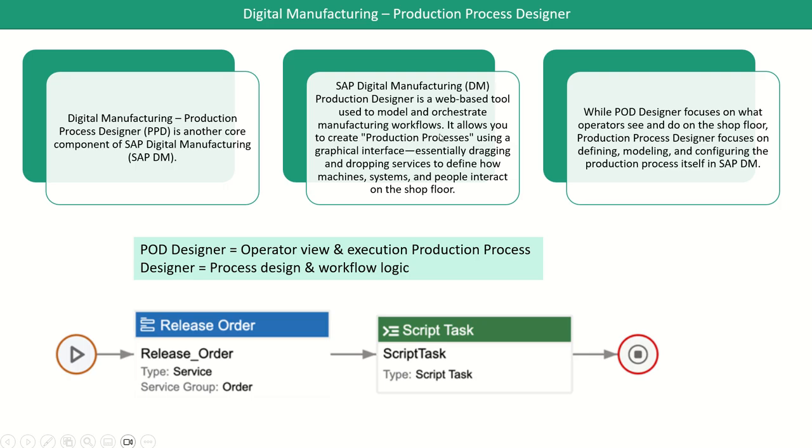The logic we are writing in this web-based tool, the production process designer, is known as a production process. These production processes can be called from the production operator dashboard by using a button, or they can be called on a particular event as well. For example, starting an operation is one event. So we can even call a process before or after starting an operation.